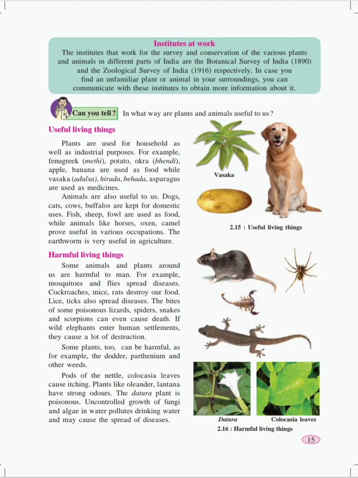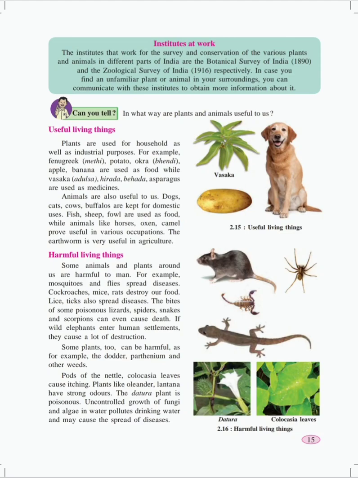Dog is also a useful living organism. Why? Because it protects us. Yes, it's a good friend of human beings. So any living organism which is useful for us is called a useful living organism. On the other hand, what about harmful living organisms? A living organism which can cause harm to us is called a harmful living organism.